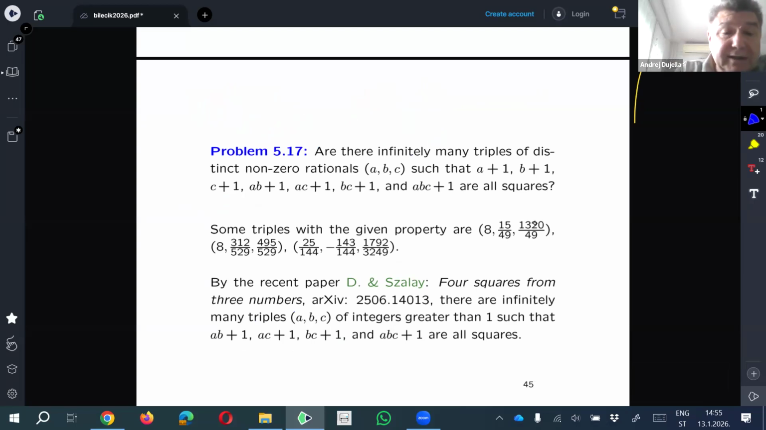So we consider triples with one additional condition. This is the condition for Diophantine triples. And we ask, is it possible to have the product of any 3 plus 1 be a square? And we were able to prove that there are infinitely many such triples. So we have a triple, we choose 2, we choose 3.